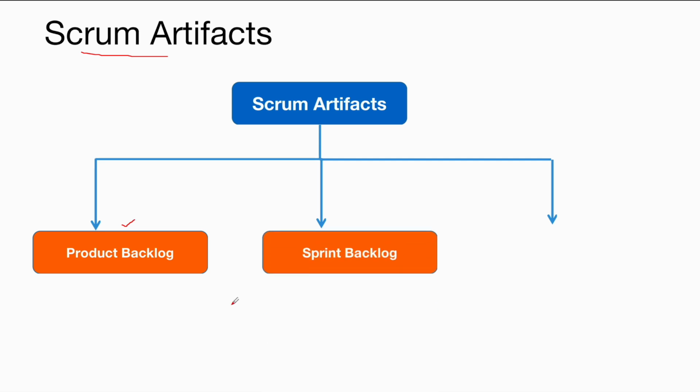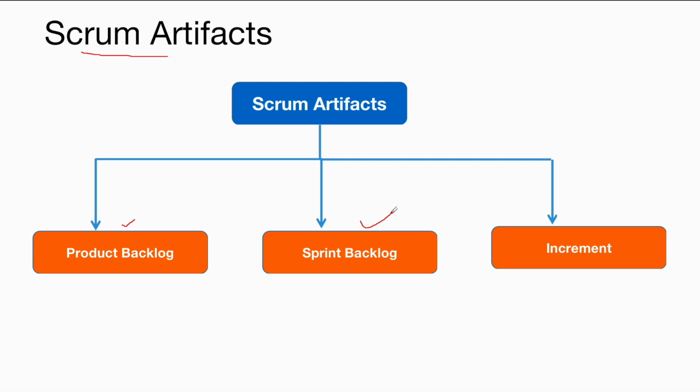Another artifact of Scrum is the sprint backlog. The sprint backlog is a smaller list of things that a team works on during a particular sprint. The development team picks the tasks from the product backlog and moves them to the sprint backlog. Think of it like choosing which homework assignment you will complete this week from your school's yearly homework list.